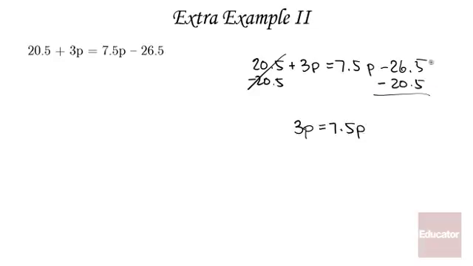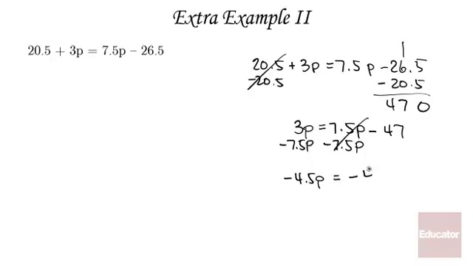And the signs are the same, so I'm going to be adding 10, 7, and 4. So it's going to be negative 47. Now I'm going to subtract the 7.5p from both sides. And 7.5 minus 3 is negative 4.5p. This goes to 0, and I have negative 47.